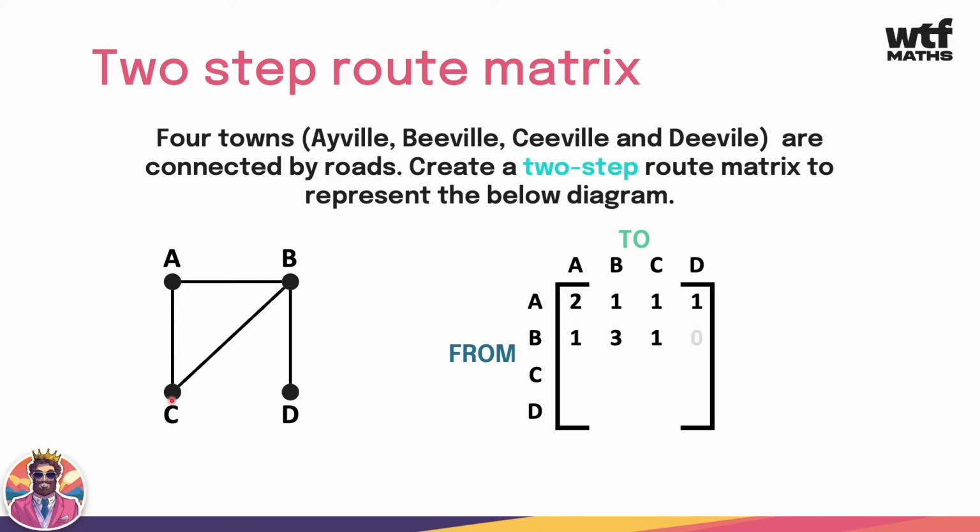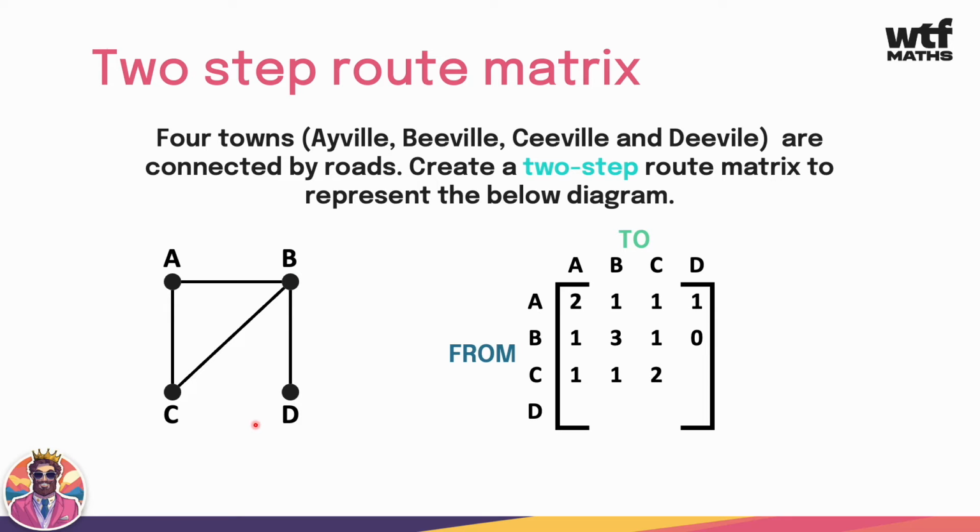And finally, B to D is 0. It is not possible for you to get from B to D because you have to take 2 steps. No matter what you try, you will not have enough steps to get and finish at D. Next row, C to A is 1, so C, B, A, and then C to B is also 1, C to A to B. That's the way to get there.